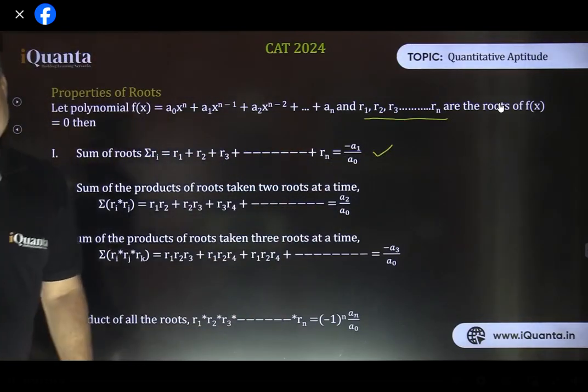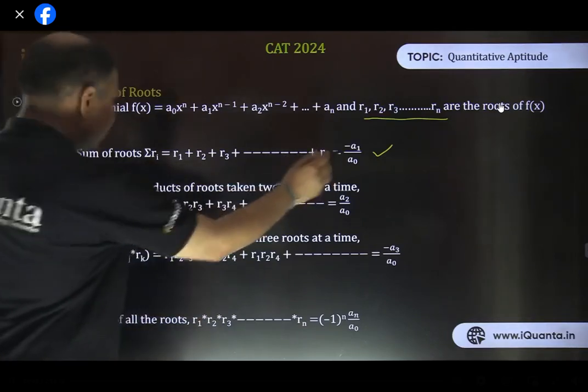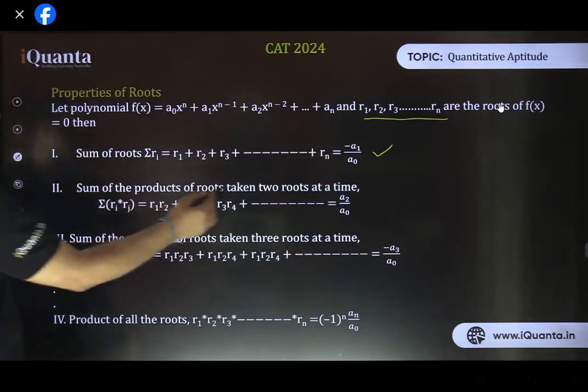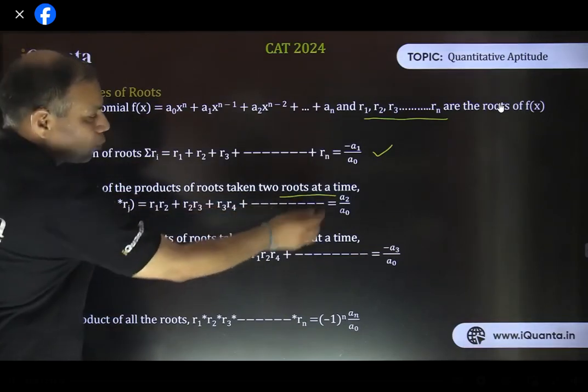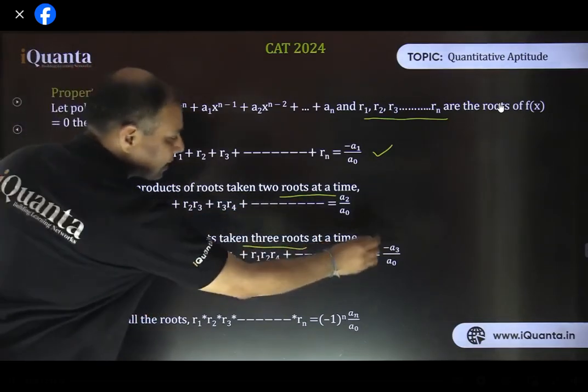Yes, exactly. Plus minus, that is what is going on. Alternate sign. So this is negative a1 by a0. Sum of the roots, then the sum of the product of the roots taken 2 at a time. As we discussed last time, r1 r2, r2 r3 and so on. So this would be with positive sign a2 by a0. Taking 3 roots at a time, it will be minus a3 by a0 and so on.